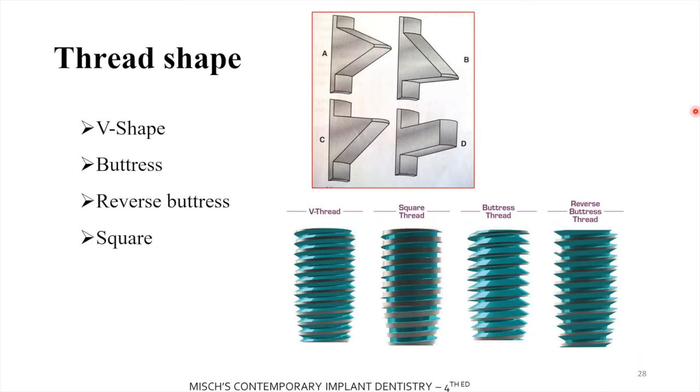Thread shape. The threads could be V-shaped, buttress-shaped, reverse buttress, or square-shaped. V-shaped threads are strong, but they transmit more shear forces to the surrounding bone. Square thread forms transmit occlusal forces with less shear force than V threads. Buttress threads minimize shear forces in a manner similar to square threads, and they combine excellent primary stability with the best features of both V and square thread forms.